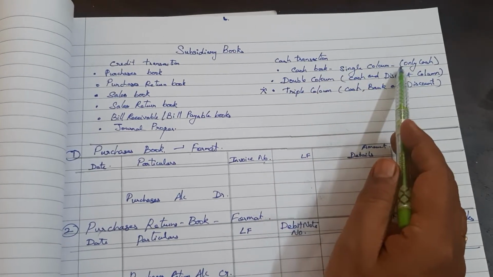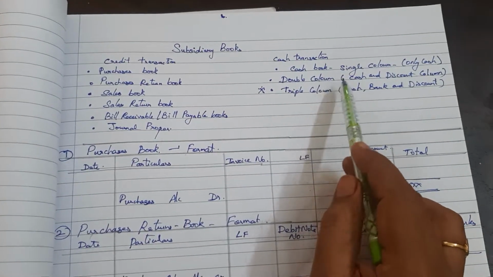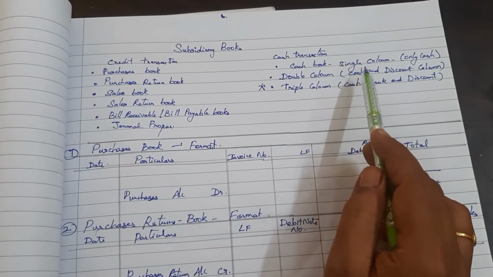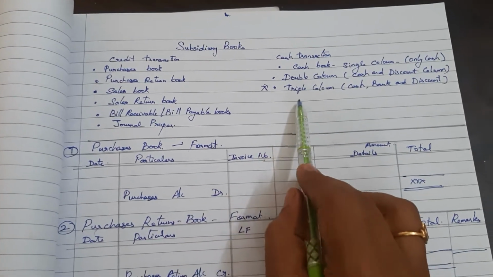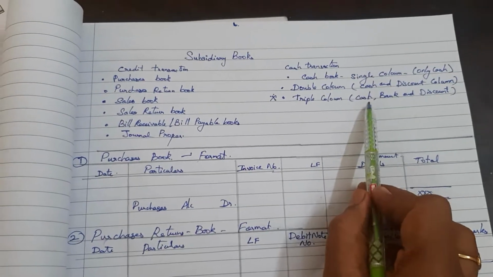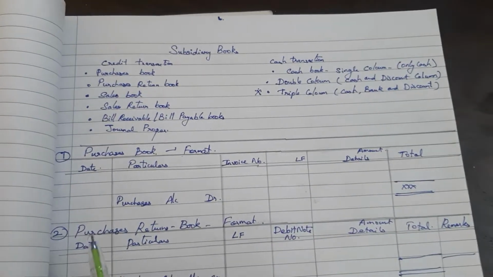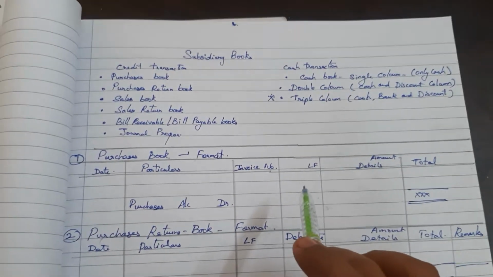That is the single column cash book, where only one column is maintained. Then we have the double column cash book, where the cash book along with a discount column is maintained. Then comes the triple column cash book. That is what is very important. Cash, bank and discount columns are maintained. Okay, so this sort of sum is very important for 11th standard.